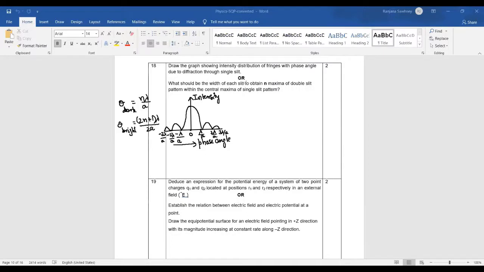It is a choice question. The choice part is what should be the width of each slit to obtain n maxima of double slit pattern within the central maxima of single slit pattern. So given in the question that the width of the maxima in interference pattern should be equal to the width of the central fringe in the diffraction pattern.